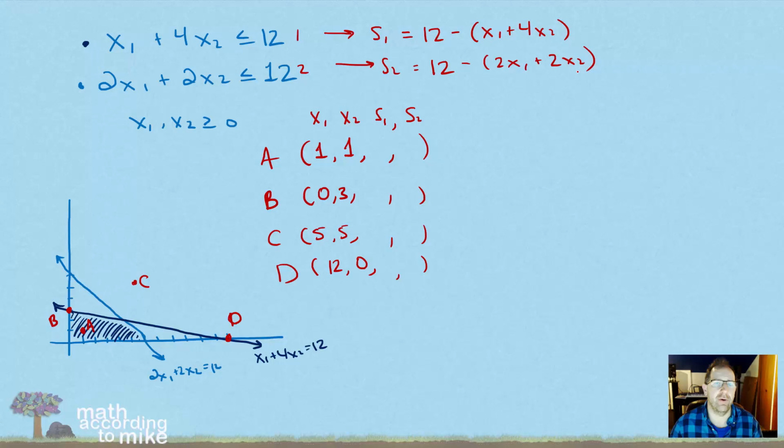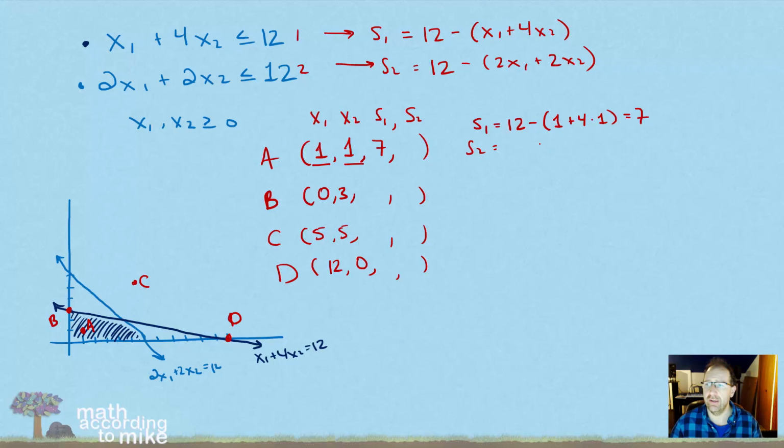As a comment, what we're doing right now is for demonstrative purposes only. You don't actually do this when you do this magical thing called the Simplex Method, but the results of this page is what's important. Okay, so in A, notice that x sub 1 is 1 as well as x sub 2. So to find s sub 1, we would put in 1 for x sub 1 and 1 for x sub 2. So 12 minus the quantity 1 plus 4 times 1, that's 5. So this gives us 7. So s sub 1 is 7.